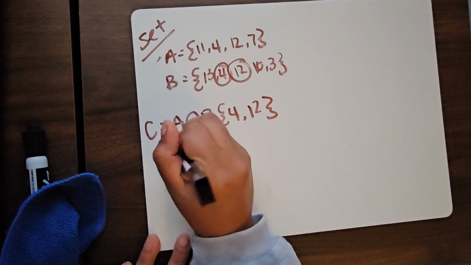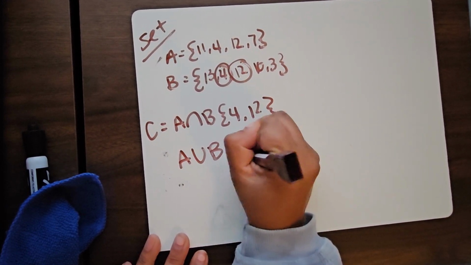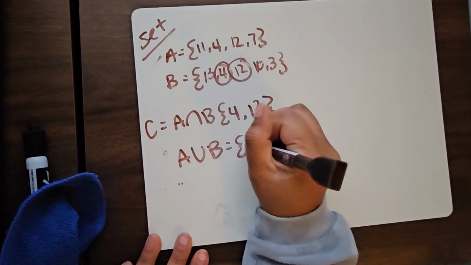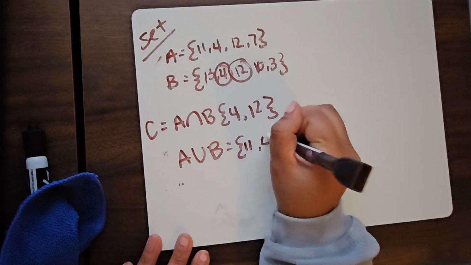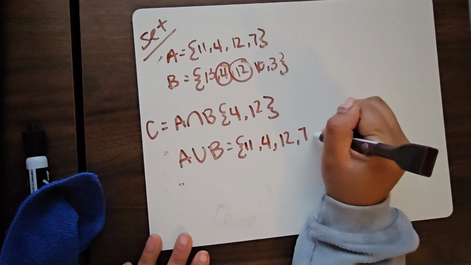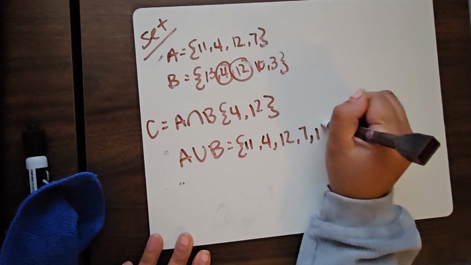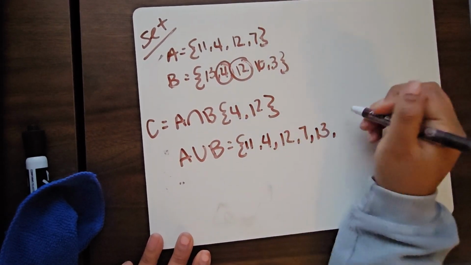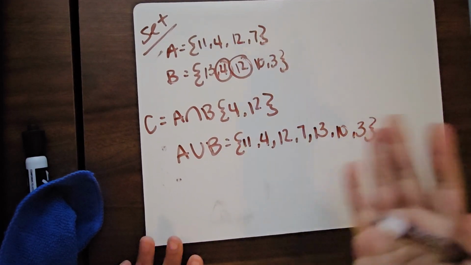We'll move on to union. The union of A or B creates our new set of the numbers that are not repeated. Over here, we have the number 11. The number 4 is in set A or B. The number 12 is in set A or B. And the number 7 is in set A or B. In B, we have the number 13. We've already done the numbers 4 and 12, so we don't have to worry about those. Then the number 10 and the number 3. And that is it.